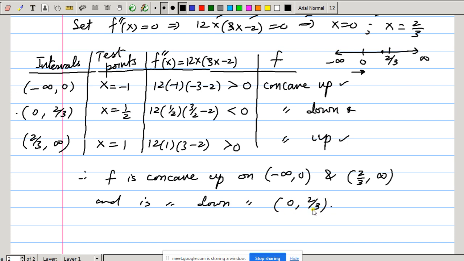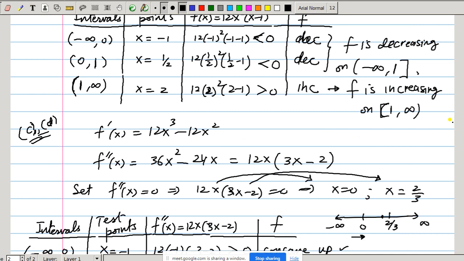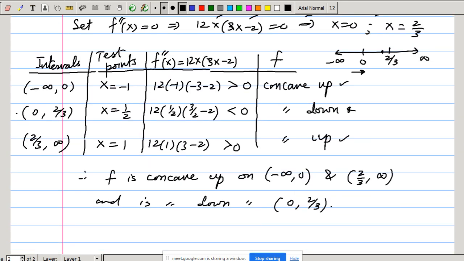Here you do not close the interval. Remember, for increasing and decreasing we close the interval. You see, I wrote a closed interval from 1 to infinity. Infinity is never closed, the numbers are closed. But for concavity up and down, you do not close the interval.